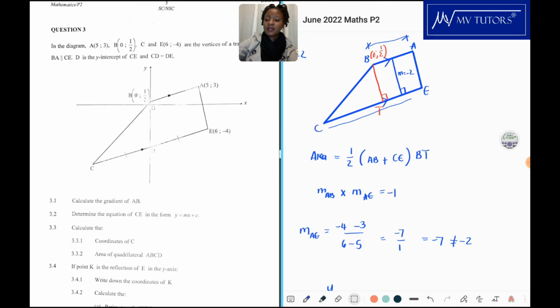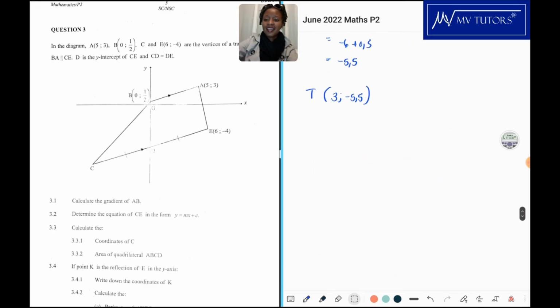Maybe I just went about it a very long way, but I really want to make sure that you guys understand what you're doing and you know of a method that works. Okay, so now we're going to labor again. We're going to get the distance of AB using the distance formula. We're going to get the distance of CE, and we're going to get the distance of BT.